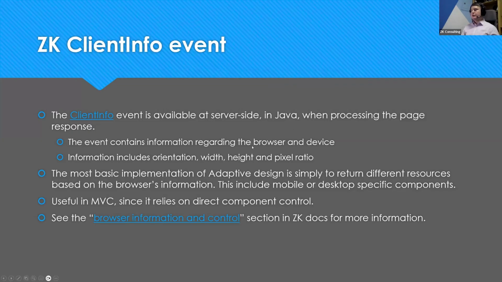As I said, this is useful in MVC because here we are manually piloting the page. We're creating data. In this case, I'm creating components manually, but you could create components from a Zul template rather than having to create them all one by one using execution create components, for example. It really depends on what you're trying to achieve. So yeah. And for more information, we have a browser information and control page in the ZK doc that I strongly recommend you take a look at if you're interested in that topic.